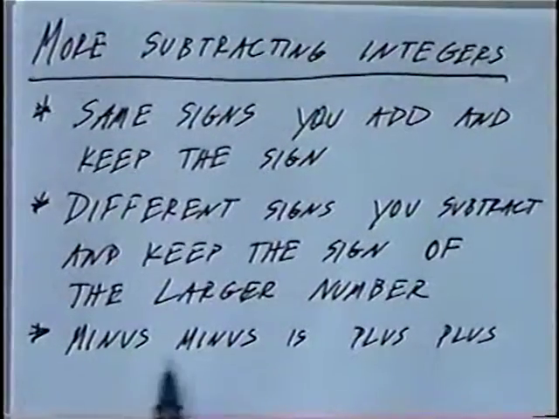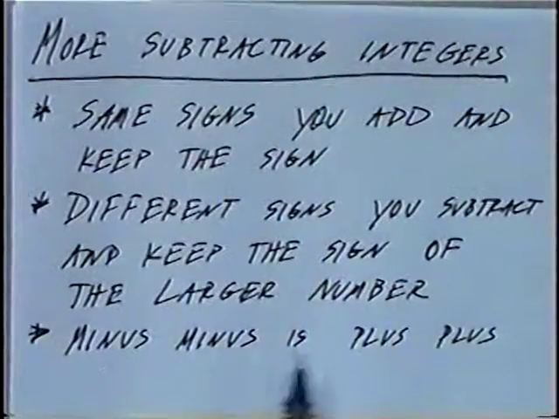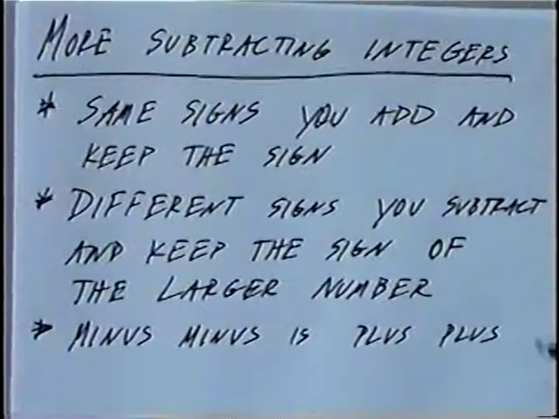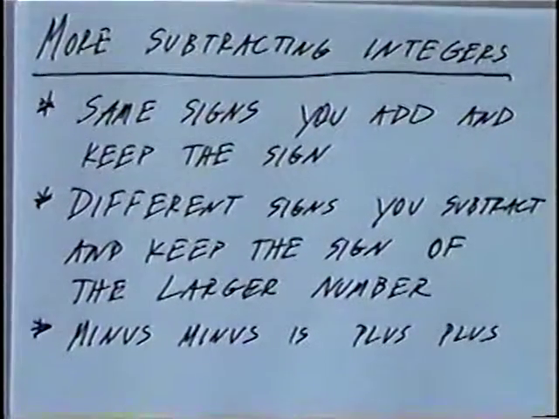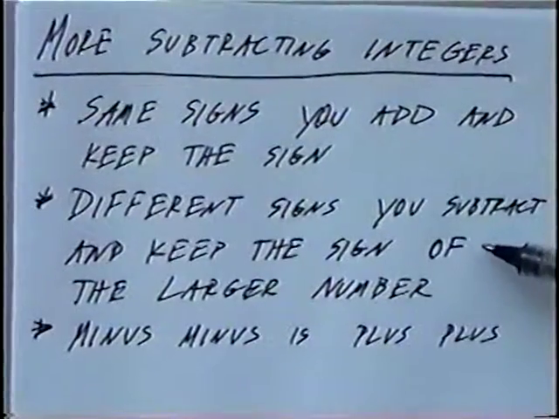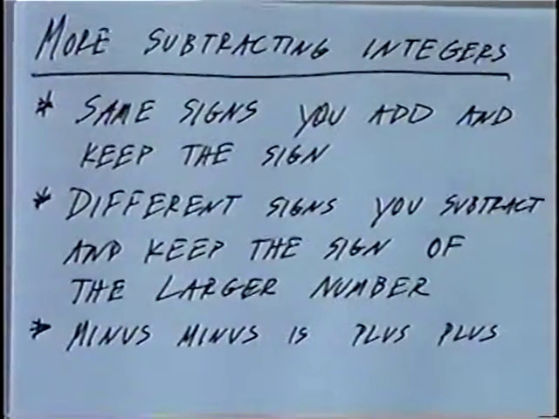That is, when we have two subtractions next to each other, minus minus, we'll change that to two additions, plus plus. The first two rules are the same as when we add the integers from the previous section. If they have the same signs, we'll add. If they have different signs, we'll subtract.